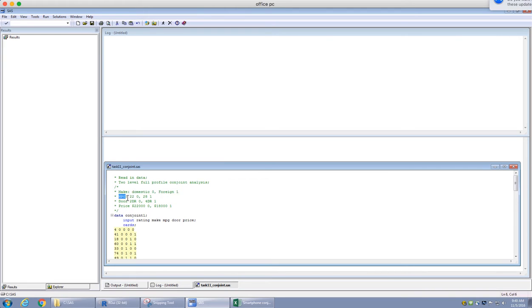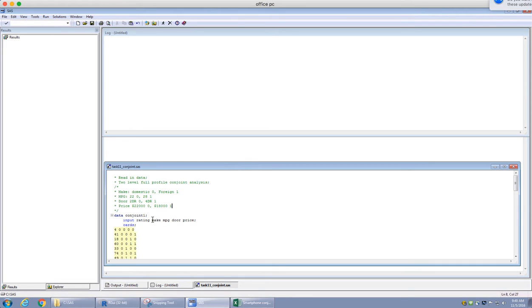For miles per gallon, 22 miles per gallon is 0, and 28 would be 1. For doors, 2 doors is 0, and 4 doors is 1. And for price, there are two price points, 22,000 and 18,000.